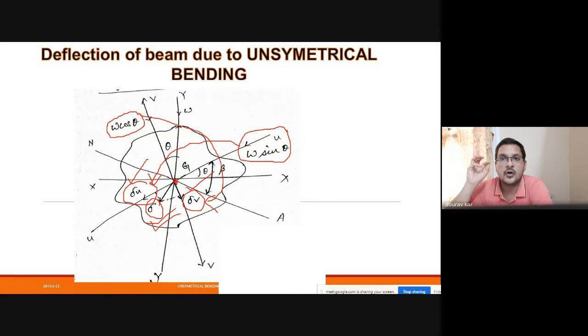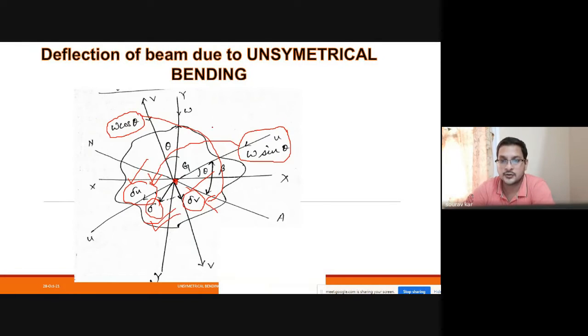Anyway, all these axes, XX, YY, UU and VV, will be meeting at one point, that is the CG or center of gravity. Whether the bending is symmetrical or unsymmetrical does not matter; the location of the CG should be the same. If the location of the CG is altered or deviated, the stability of the structure will obviously be diminished or destroyed. That is why the meeting point of all the axes is at G.